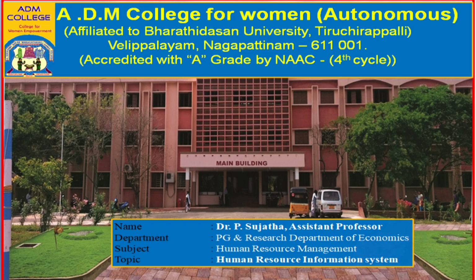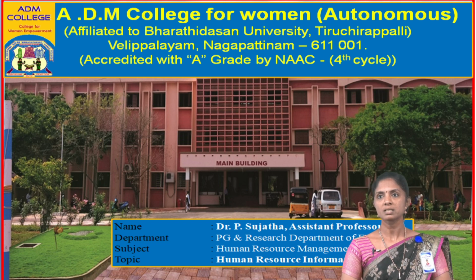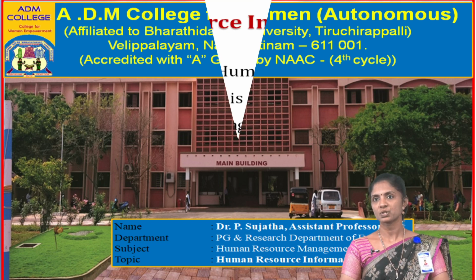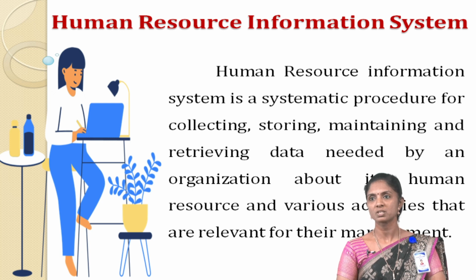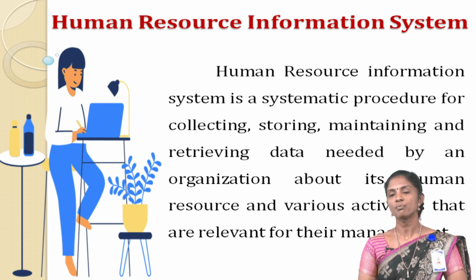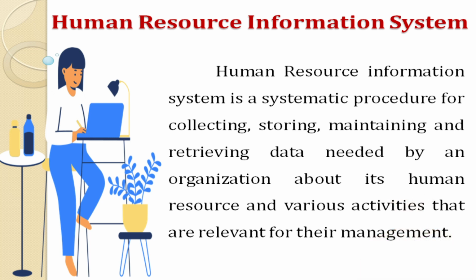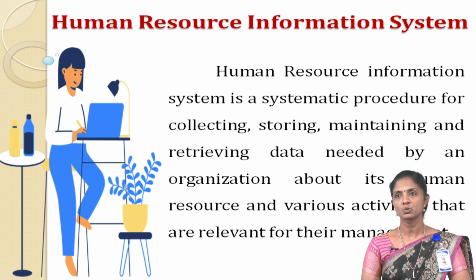And now we will see the topic Human Resource Management System. I will explain the basic concept of Human Resource Information System and the concept of recruitment and selection. So what is Human Resource Information System? Human Resource Information System is a systematic procedure for collecting, storing, maintaining and retrieving data needed by an organization about its human resource and various activities that are relevant for their management.